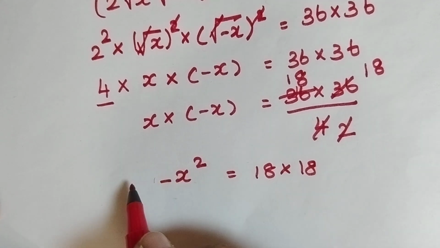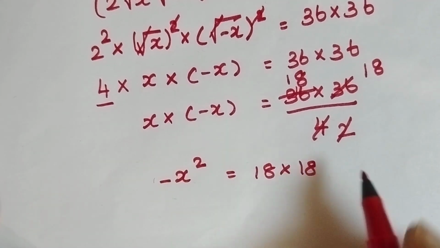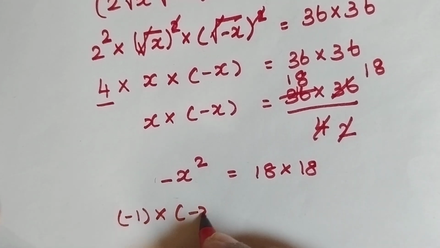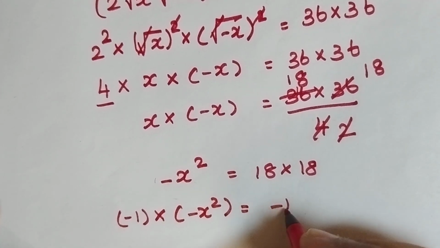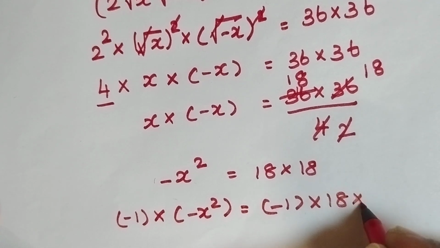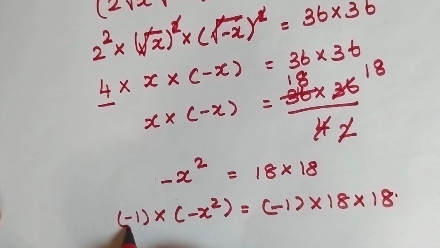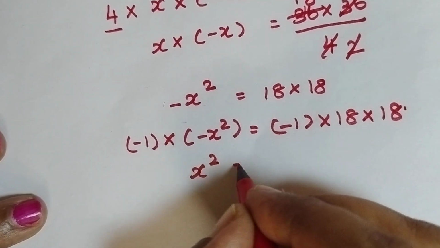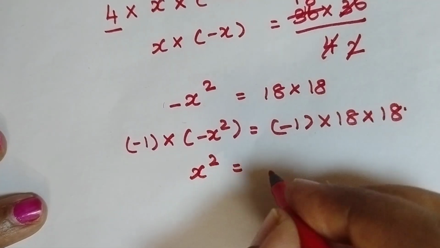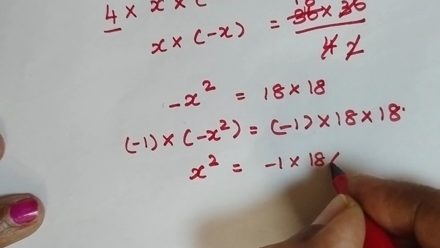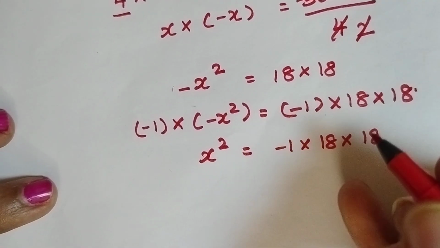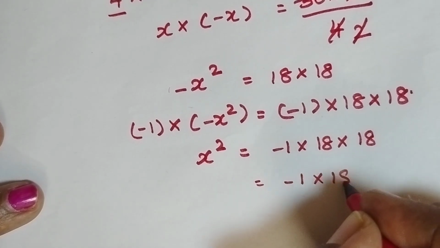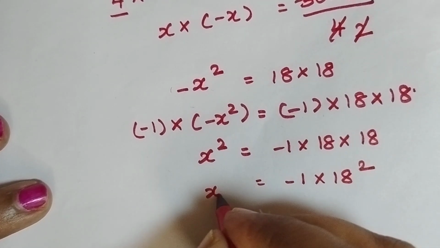Now I am going to remove this minus sign. For that, what do I have to do? I am going to multiply by minus 1 on both sides. So minus 1 into minus becomes plus. Therefore on the left hand side we have x square. On the right hand side minus 1 into 18 into 18. So this can be written as minus 1 into 18 square, which is equal to x square.